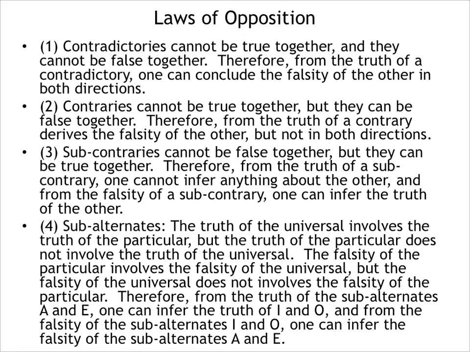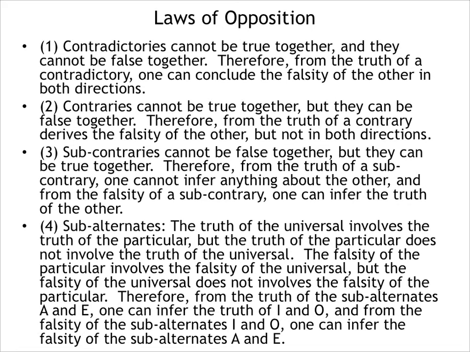Contraries, the law of contrariety, or the law of opposition concerning contraries, would be that they cannot be true together. They can't both be true, but they can both be false. So if you look at A and E, they are contraries. All dogs are animals. All dogs are not animals. They can't both be true, but they can both be false.